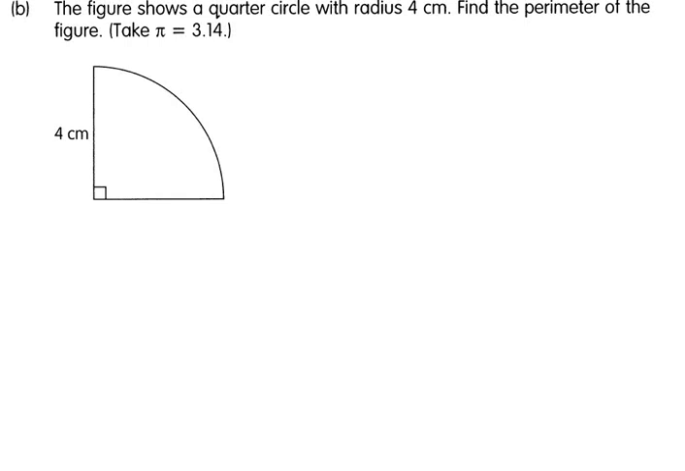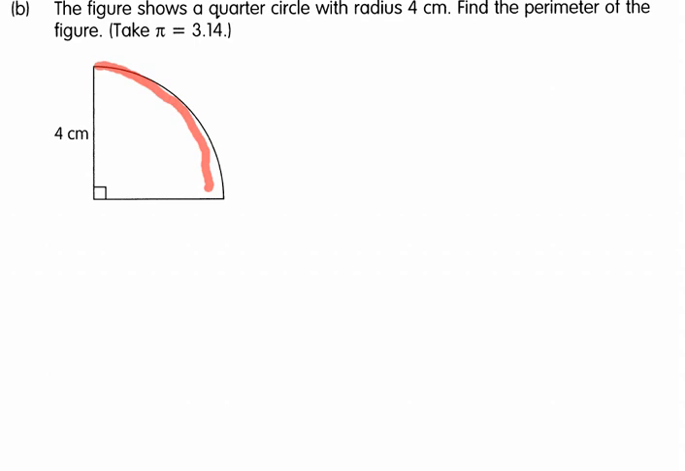Okay, the figure below shows a quarter circle with a radius of 4 cm. Find the perimeter of the figure. So again, they ask you to find the perimeter. So let's look at the perimeter right now. We know that we need to find this part first, right? Okay.